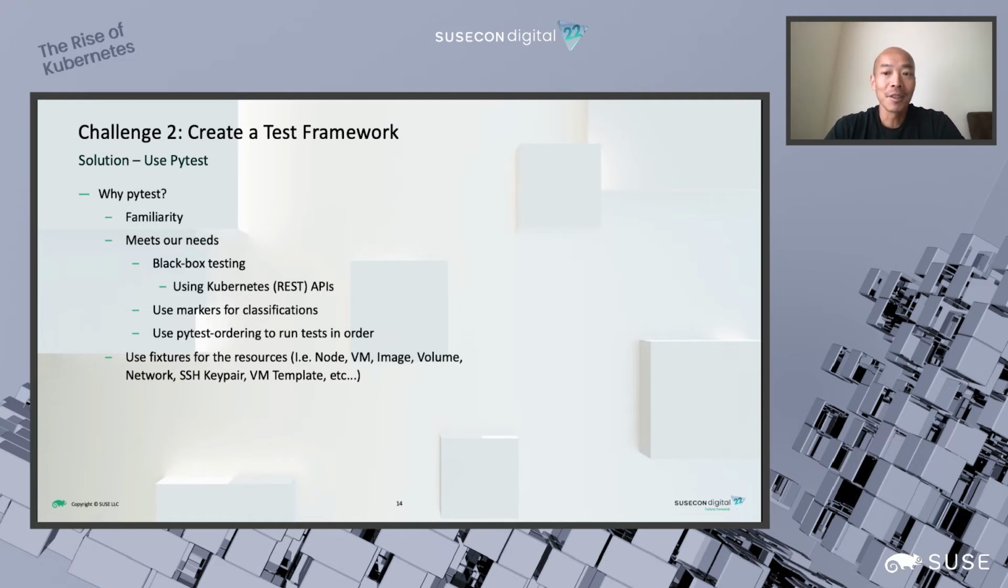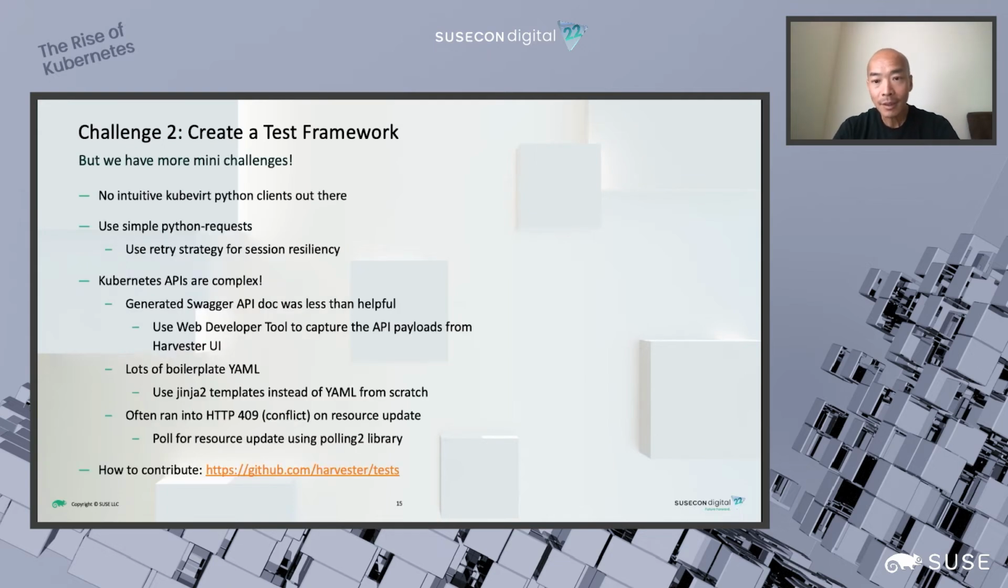We make extensive use of fixtures, especially for setting up Harvester resources like nodes, VMs, images, volumes, networks, and so on. And the fixtures allow the tests to share common state, which makes the test cases much simpler to implement and the test code much easier to comprehend.